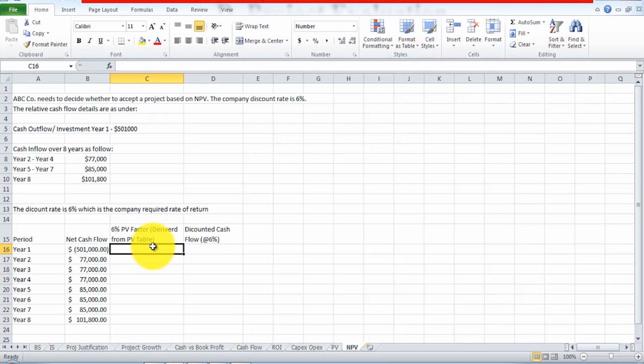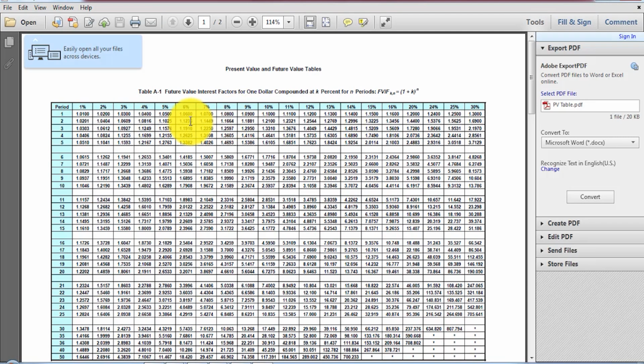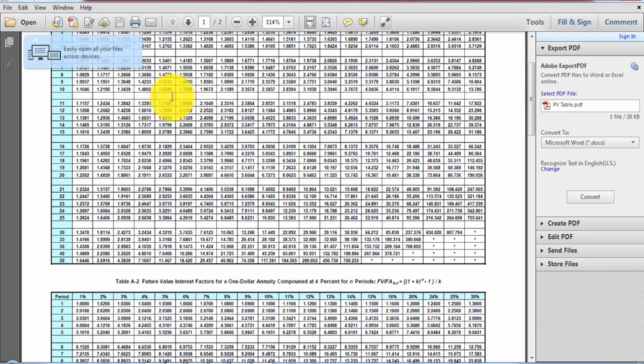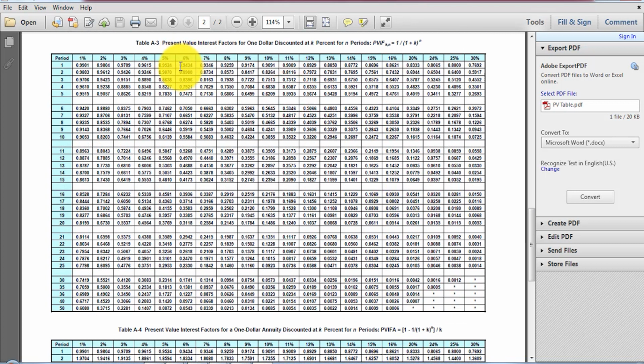Now we'll pick up these values from the present value table. So we have the present value table over here. Here we have the future value; we're going to look for the present value computations. And here we have the present value interest factors for $1 discounted at k percent for n periods. Okay, 6% over here we have it.